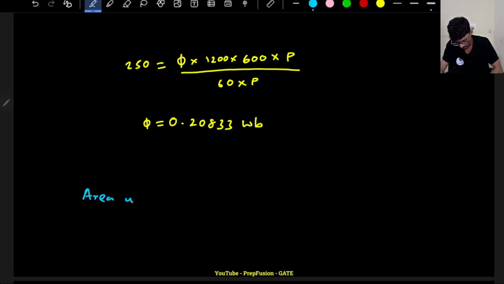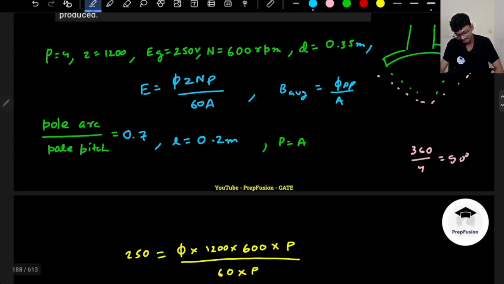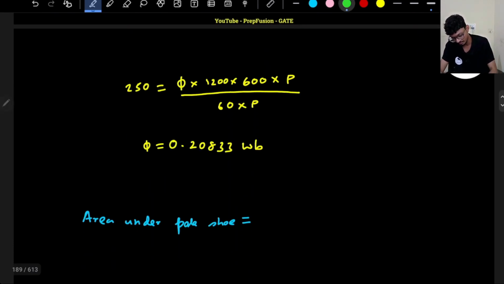Area under the pole shoe cover, right? That is where the flux is getting distributed, correct? So that will be the flux density. If I had this whole pole covered, this is the pole, correct? This is the pole shoe.